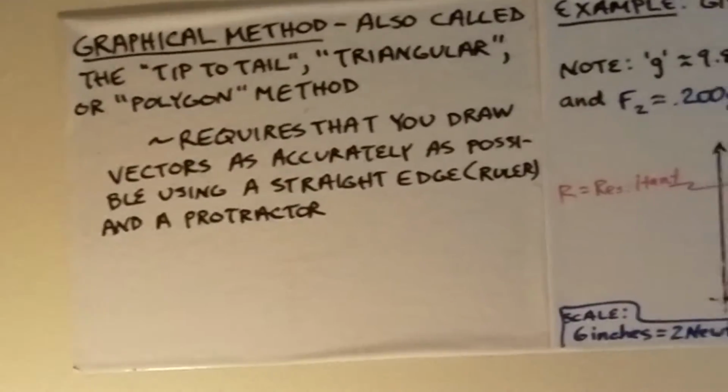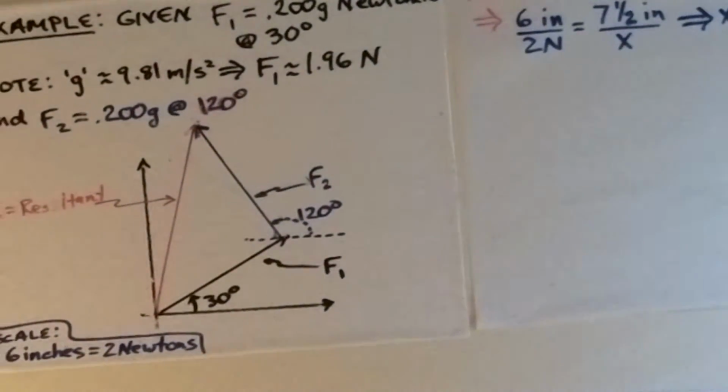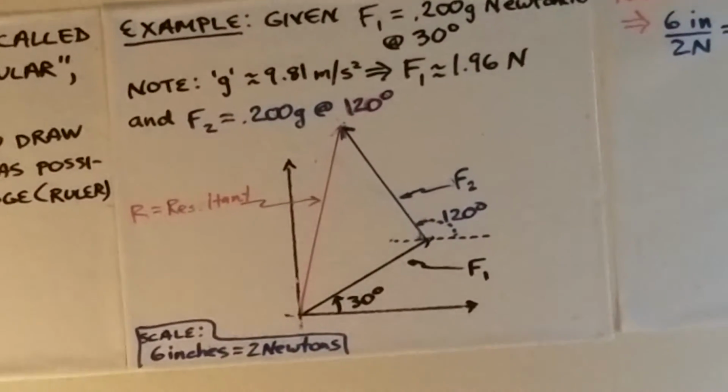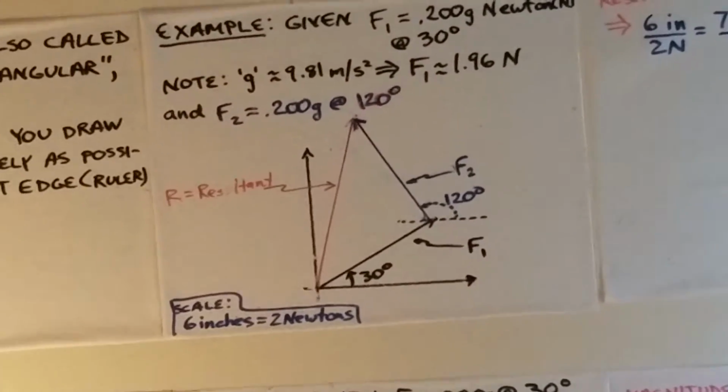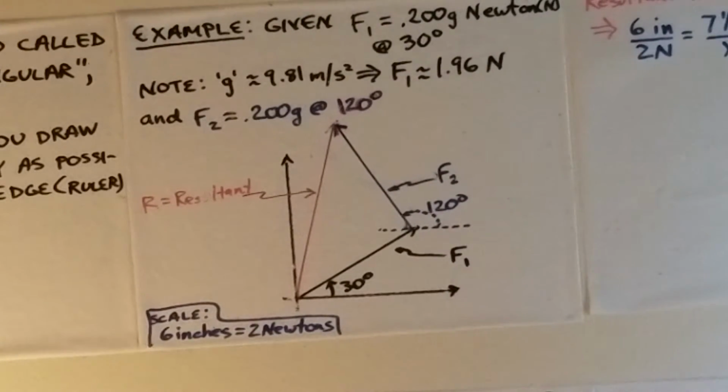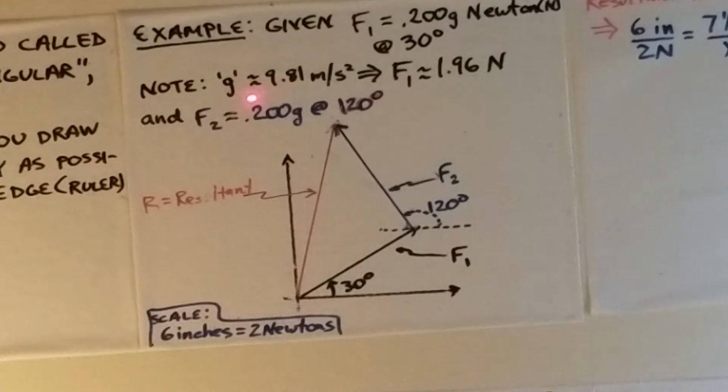And so let's go through an example here so you can kind of see what we're doing. And this is very similar to what you see in the book. So we're going to be given two forces, F1, which is 0.2 G newtons, and F2, which is also 0.2 G newtons. That should be newtons right there. F1 is at an angle of 30 degrees, and F2 is at 120 degrees.